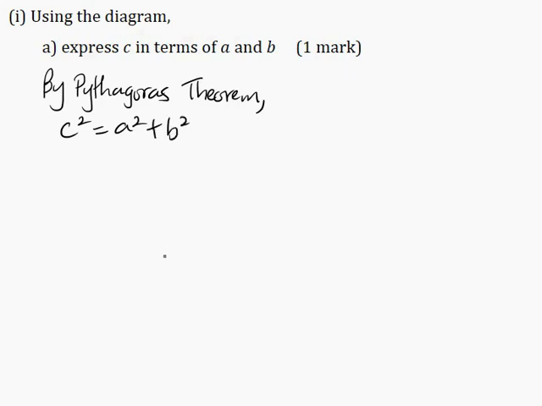Now, in order to express C in terms of A and B, I need to make C the subject of the formula. So I will take the square root on both sides of the equation. So this becomes here C is equal to the square root of A squared plus B squared.